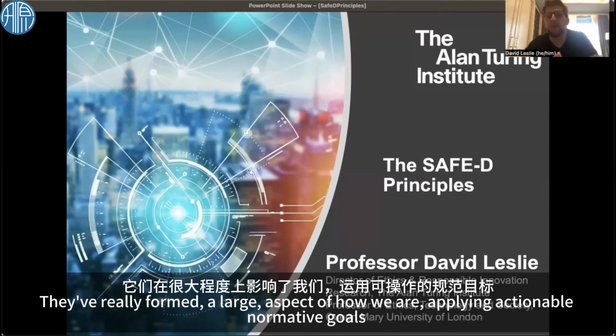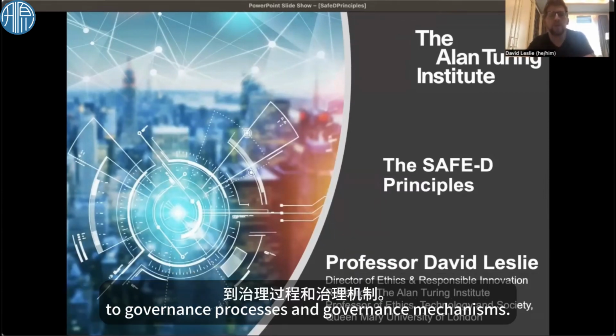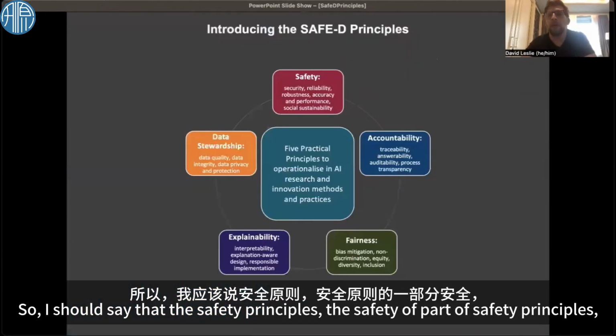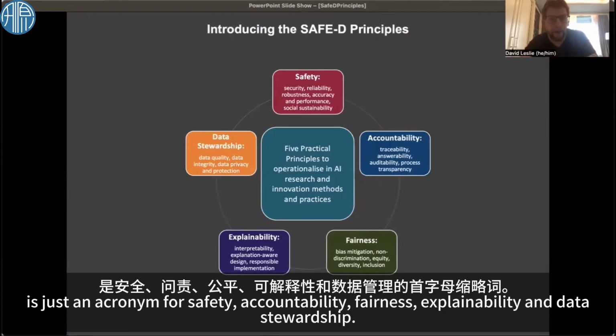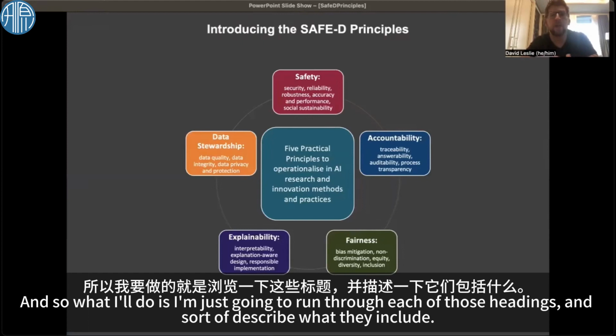They've really formed a large aspect of how we are applying actionable normative goals to governance processes and governance mechanisms. The safety part of safety principles is an acronym for safety, accountability, fairness, explainability, and data stewardship. What I'll do is run through each of those headings and describe what they include.